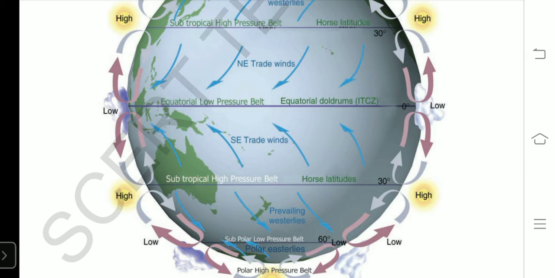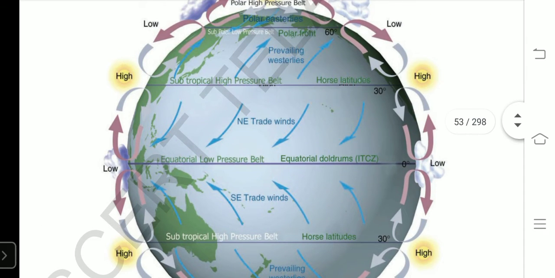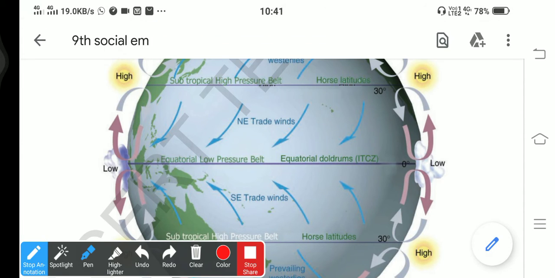That means the equatorial area turned with fewer molecules in that area. It means a low pressure belt is there. So keep this aside. Now coming to the subtropical high pressure belt, this area, dear students, I'll show you.